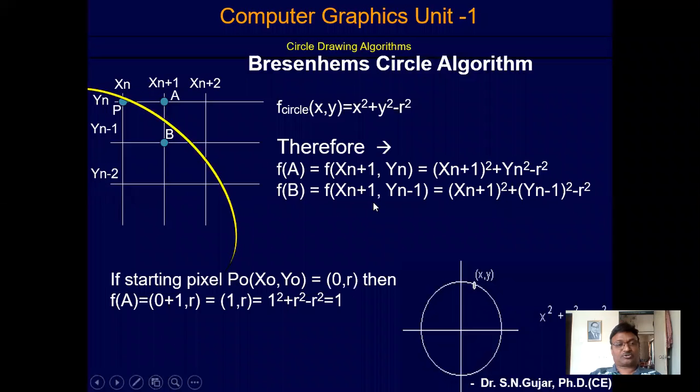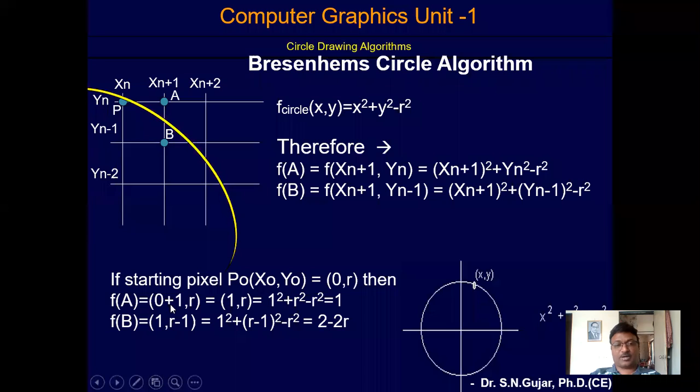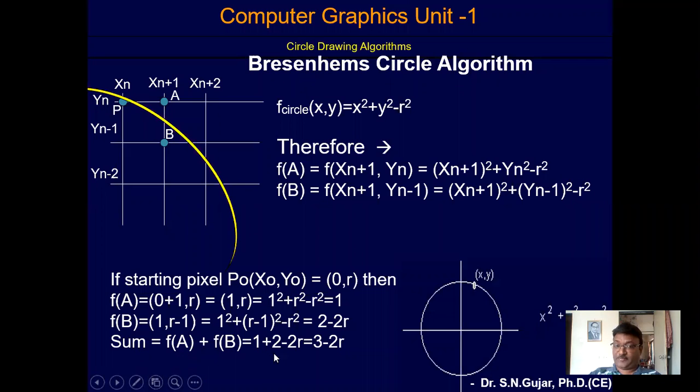Now, suppose I have to start somewhere, so I have to consider one starting pixel. Suppose my starting pixel is x0, y0, which is 0, r as my starting value. Now put this in f of a and f of b. So 0, r is the xn and yn value replaced. Once you solve this, you get f of a and f of b. Make the sum of these two so that you get 3 minus 2r. This is my first decision parameter.